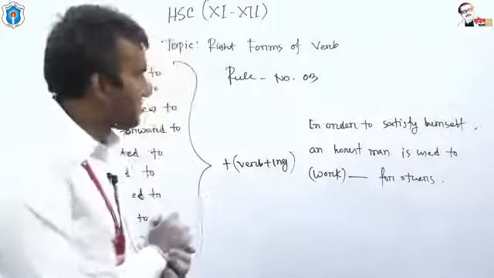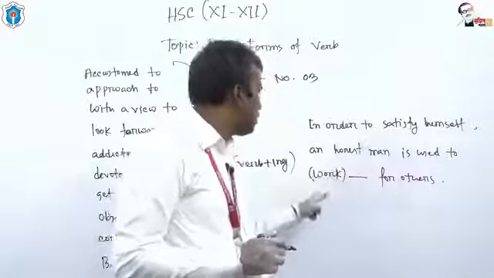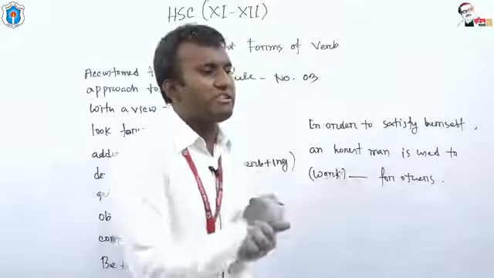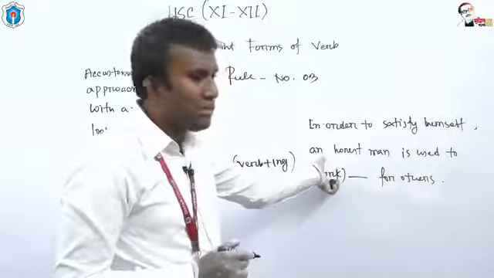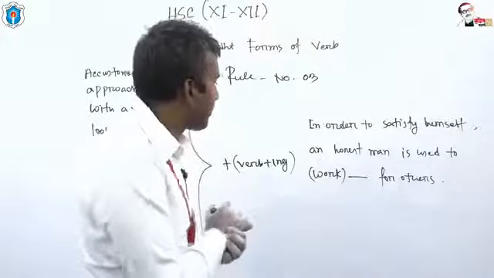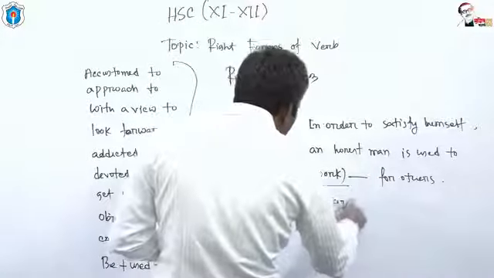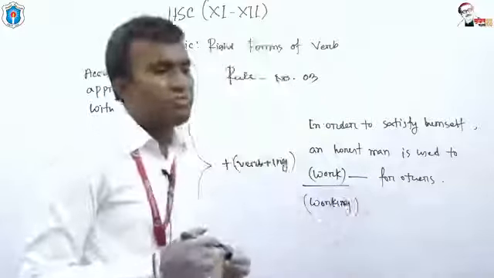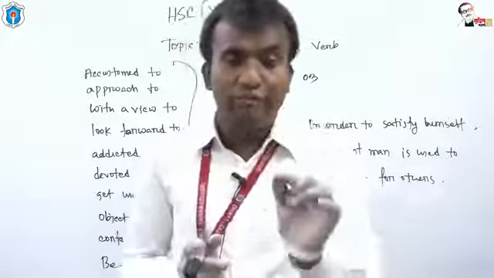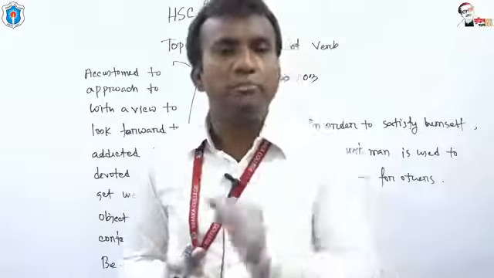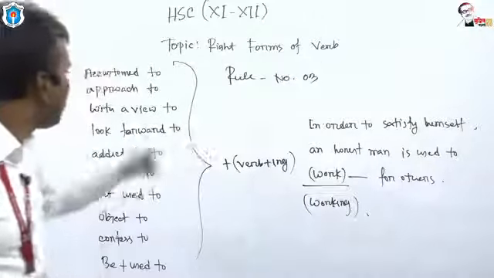Look at, what should be the answer? In order to satisfy himself, an honest man is used to work for others or working for others. What should be the answer, dear students? It should be working. So after used to, you have to use the base form of the verb. But if a be verb is used before used to, we have to use ing with the verb. This is rule number 3.